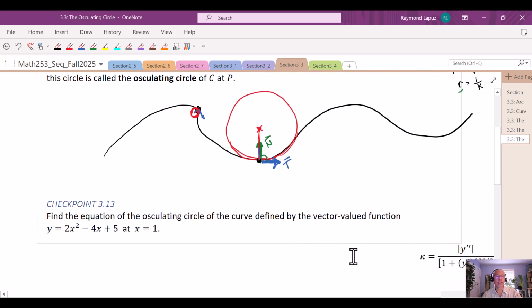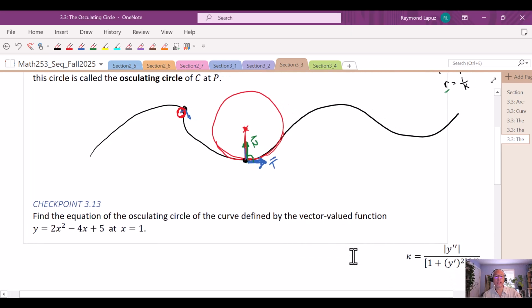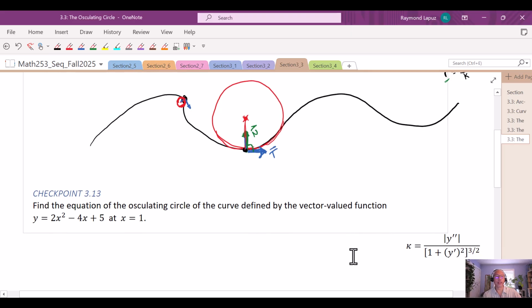All right, there's an example here we can do. It says find the equation of the osculating circle of the curve defined by this vector valued function. This isn't quite a vector valued function. Let's just say by the function. Excuse me for the typo. Function given by this. So this is an f of x function, and I had copied the formula for the curvature if we have an f of x function.